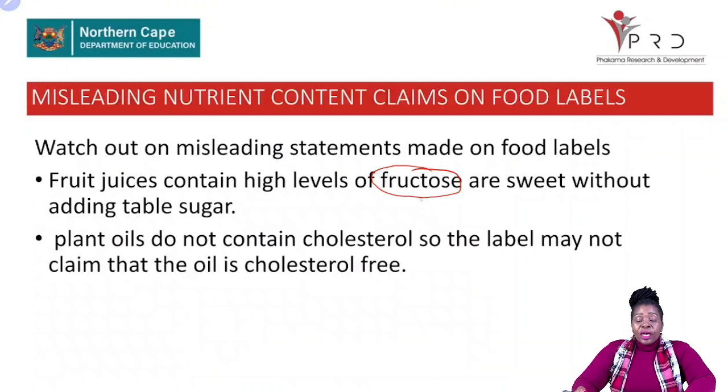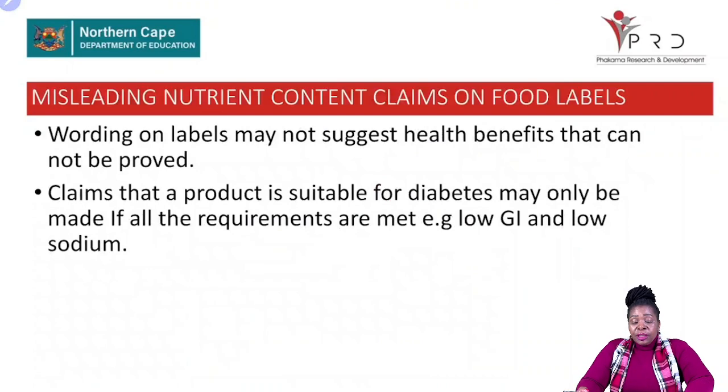And sometimes plant oils do not contain cholesterol, so the label may not claim that the oil is cholesterol-free, right? The wording on the labels may not suggest health benefits that cannot be proved. And claims that a product is suitable for diabetes may only be made if all the requirements are met, e.g., low GI and low sodium. So on the label, it should be indicated that the food is low GI and low sodium. Then you can claim that this food is suitable for diabetic people, right?